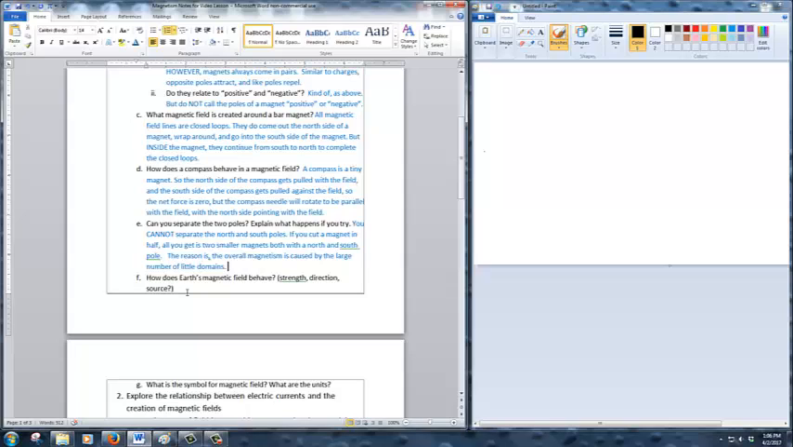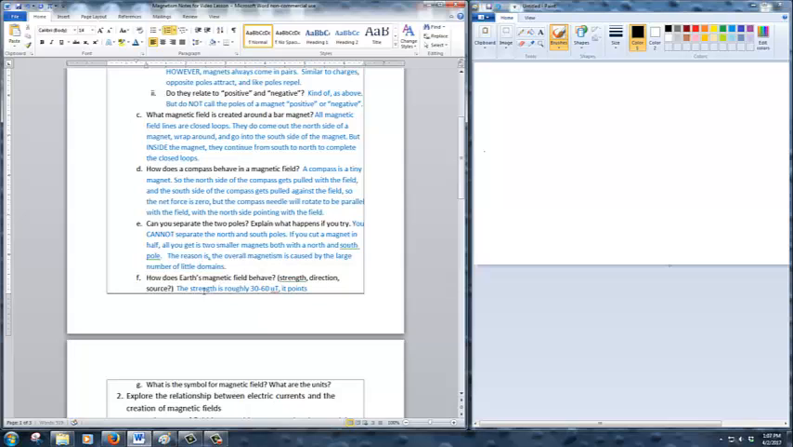How does Earth's magnetic field behave? Okay, cool. A couple of things I said here: strength, direction, and source. The strength is roughly 30 to 60 microteslas. It's changing in strength depending where you are, so look at the picture in the slides and it will make more sense. If you're close to where it's popping out of the poles, you're going to have a stronger field where the field lines are closer together. And when you're near the equator, you're going to have a weaker field where the field lines are spread out.